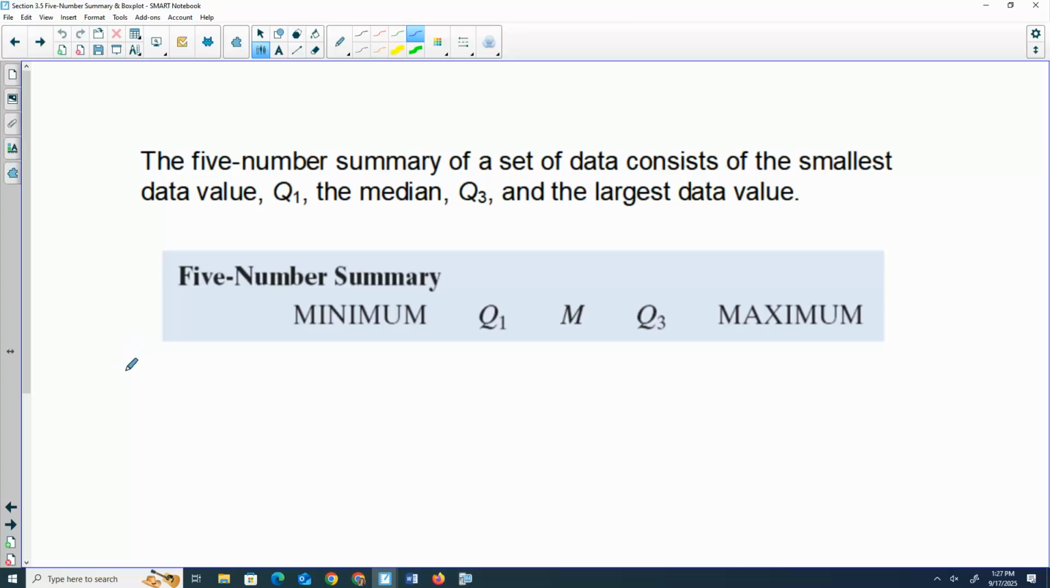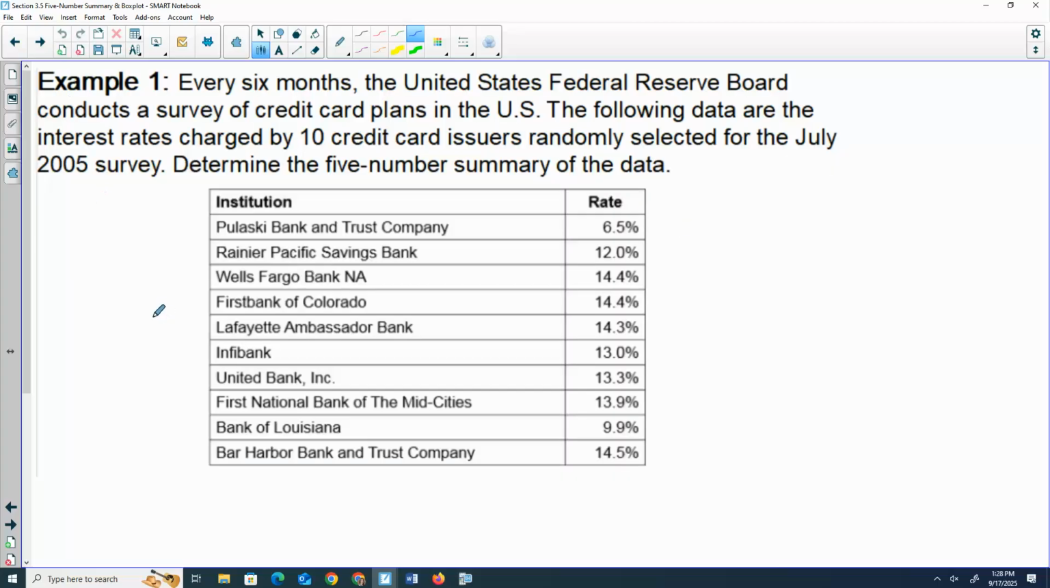Your 5-number summary is made up of things that we have already found. The minimum, what do you think minimum means? The lowest number. Q1, median, Q3, we know what those are, right? Our quartiles, and our maximum number. All right, that makes a 5-number summary.